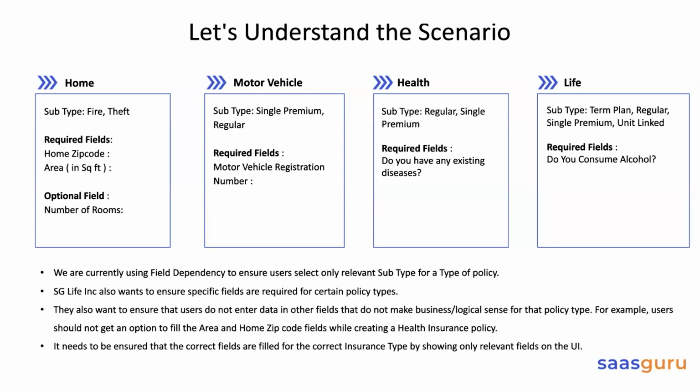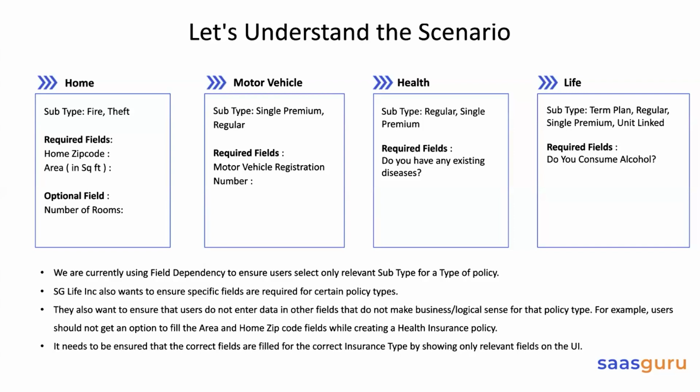And within the record types, we tie a specific layout on which only relevant fields are to be displayed to the user. For example, there could be a record type dedicated for home insurance policy. And that record type can be tied to a home insurance page layout on which we are going to display all the relevant home insurance related fields. Some of the fields can be required, some of the other fields can be optional. And the same process can be followed for motor vehicle record type, health record type, and life record type, so on and so forth.